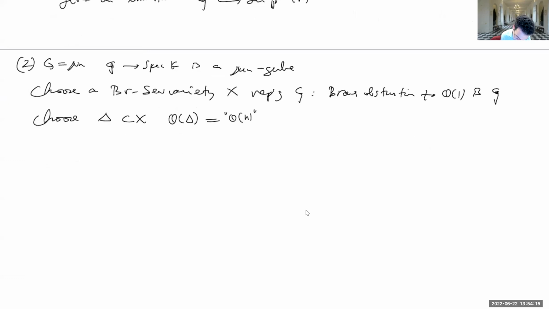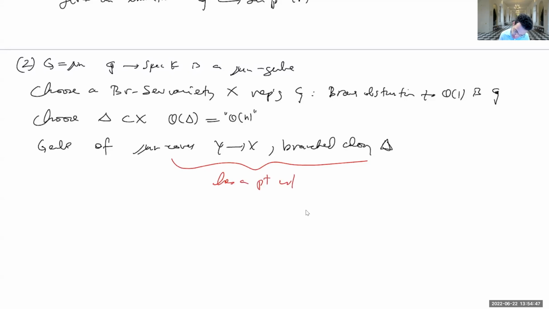And now again, we consider this gerbe of Z mod n covers, maybe it should be mu n. Let's say mu n covers Y to X branched along delta. And now, as I told you before, this only has a point over L when delta_L is in n times Pic of X_L. And so you see that is exactly telling us that we're getting the right cohomology class. Okay, we're getting the correct gerbe out.